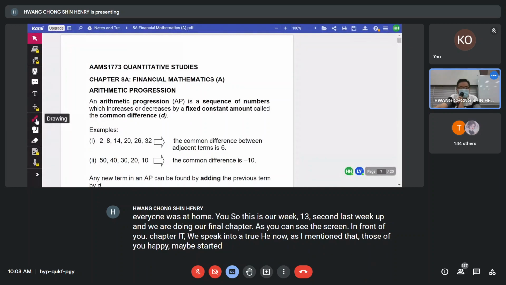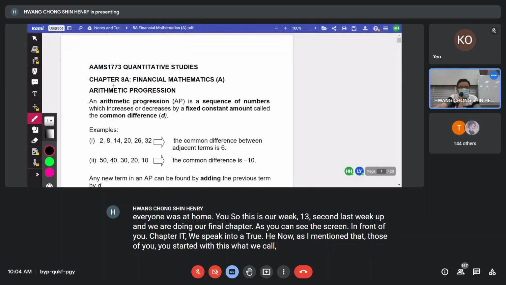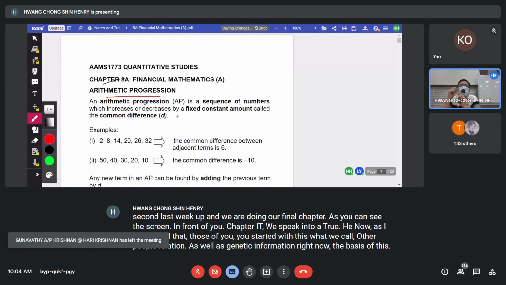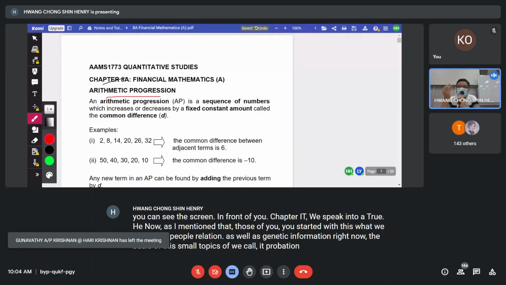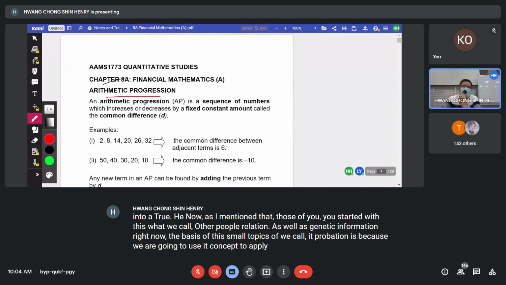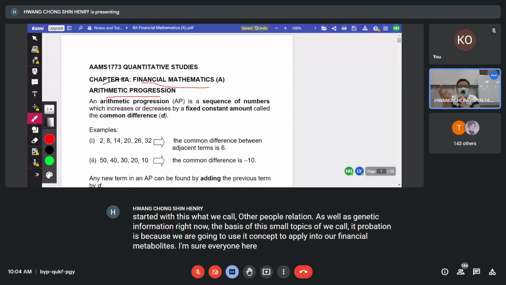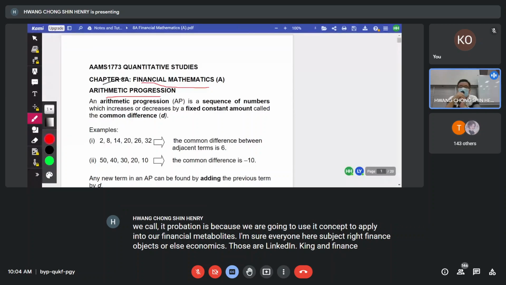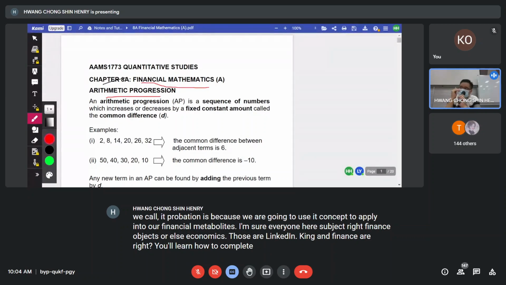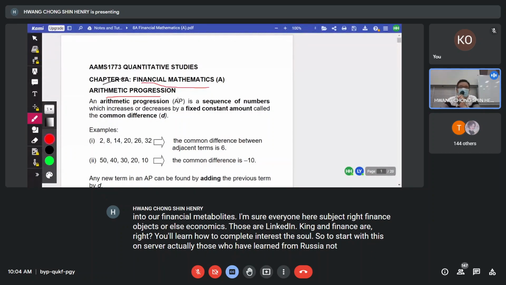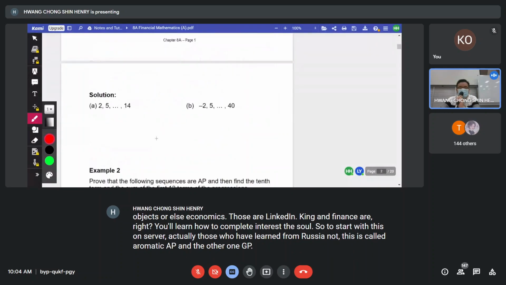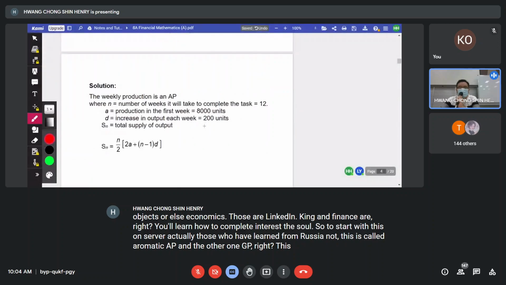We started with arithmetic progression as well as geometric progression. The basis of this small topic, progression, is that we are going to use the concept and apply it to our financial mathematics. I'm sure everyone has learned your finance subject, right? Finance subjects, economics, those doing banking and finance. You'll learn how to calculate interest and so on. So to start with this concept, those who have learned progression, this is called arithmetic, AP, and the other one is GP.